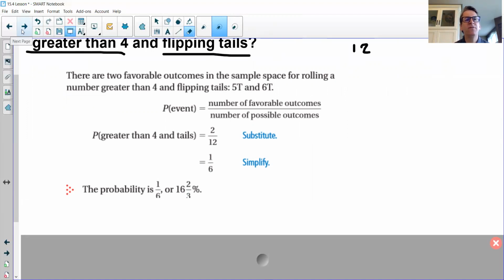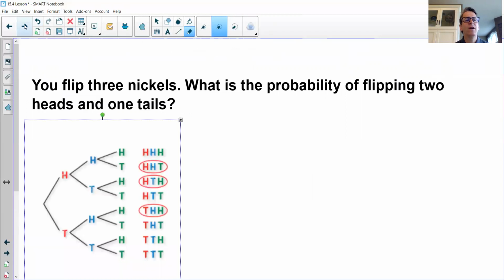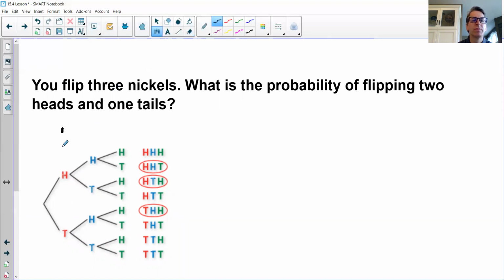Okay, last example today, folks. We are going to look at flipping 3 nickels. What is the probability of flipping 2 heads and 1 tail? Okay, so the first thing here is on this little tree diagram, we're going to flip 3 nickels. So we have heads and tails, heads and tails, heads and tails. So you flip a heads, then you flip another heads, then you flip another heads. So there's your 3 nickels that you're flipping.